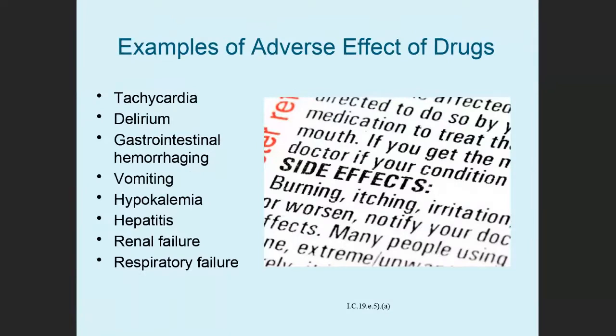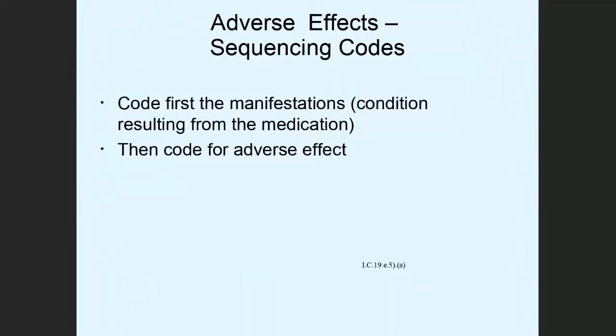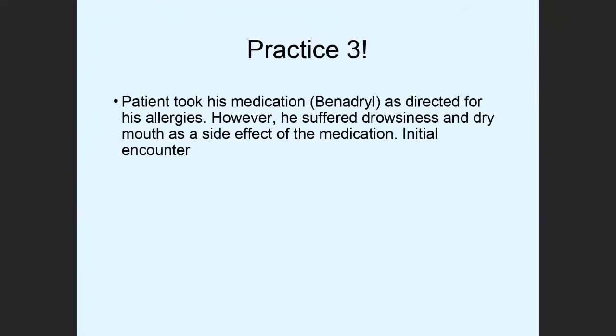Here are some examples of conditions that may be due to an adverse effect to a drug. The drug was taken as prescribed, but the patient had a reaction to it. Tachycardia, delirium, vomiting, renal failure. So they can be minor or they can be obviously quite severe. Sequencing for these codes is different. For adverse effects, the manifestation is listed first, followed by the code for the adverse effect. Remember, the poisoning and toxic effect codes were listed first, followed by the manifestation. So this is the opposite for adverse effects.